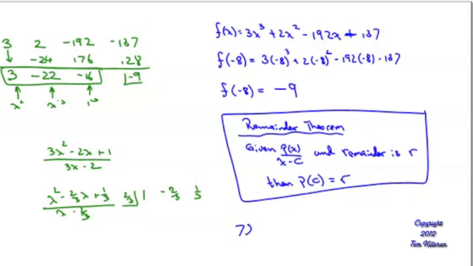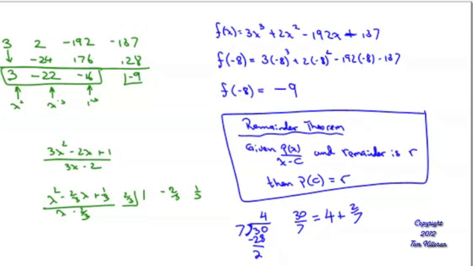7 goes into 30 how many times? 4. 4 times 7 is? 28. You subtract it and you get 2. So what does this mean? Well, it means that 30 divided by 7 is equal to 4 plus 2 sevenths, right?